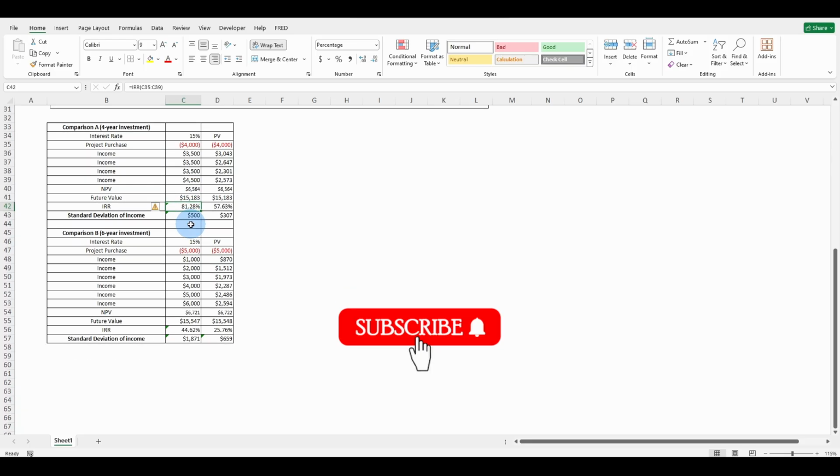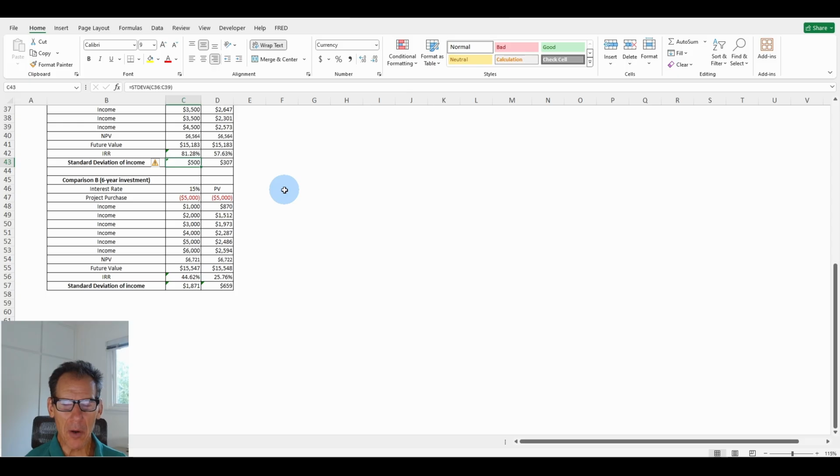So the question then begs, you have a 4-year deal versus a 6-year deal. You have the reinvestment rate, but where are you going to get an 81% return? And then the second project is a 44.62% return. And the standard deviation of income on the longer investment is nearly 3 times that of the first. So what would you do? I can't answer the question, and I'm not going to even give you a tip or hint as to what I would do. That's the question I pose. Let me know, what's the better investment?